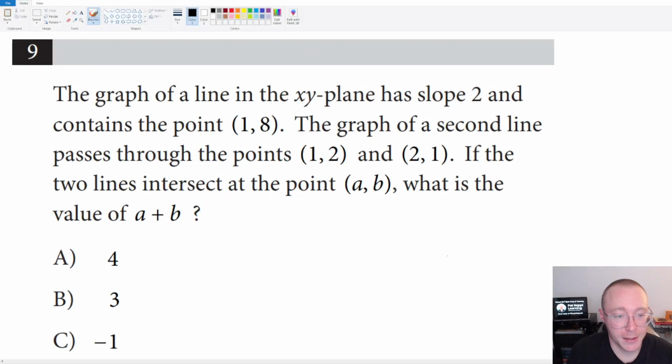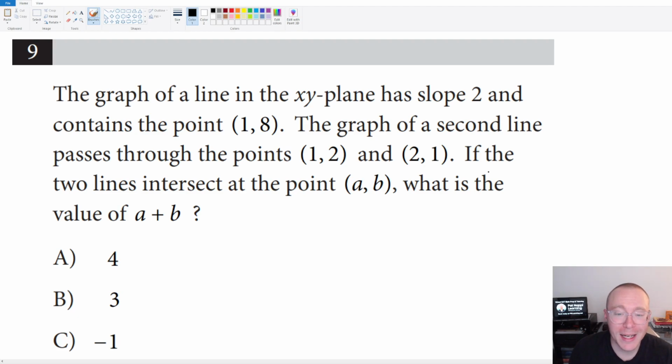Here's number 9, and it says the graph of a line in the xy plane has a slope 2 and contains the point 1, 8. The graph of a second line passes through the points 1, 2 and 2, 1. If the two lines intersect at the point AB, what is the value of A plus B?